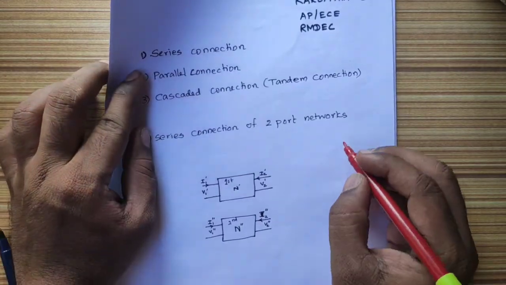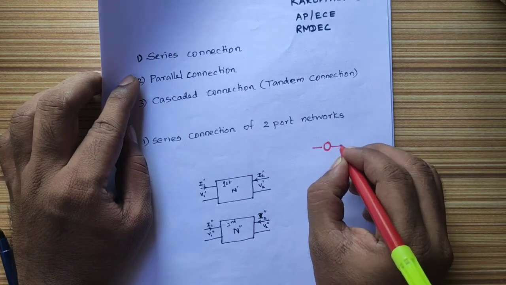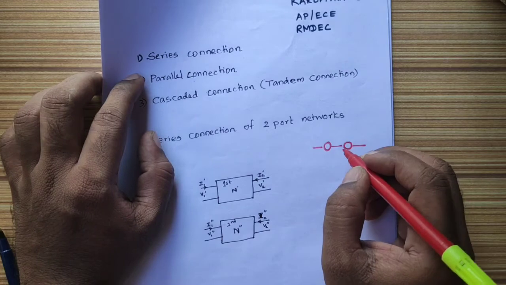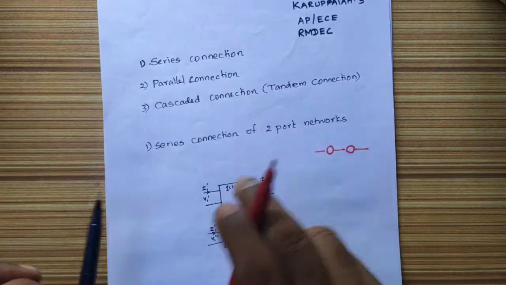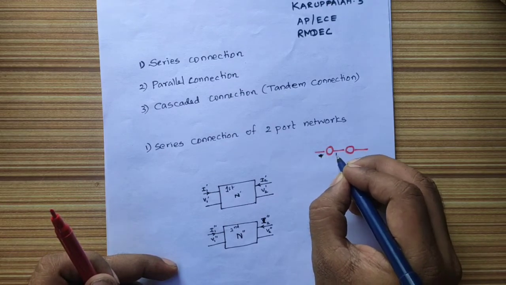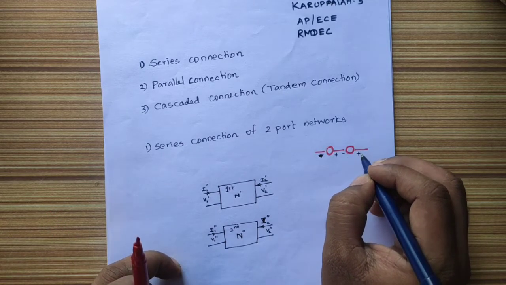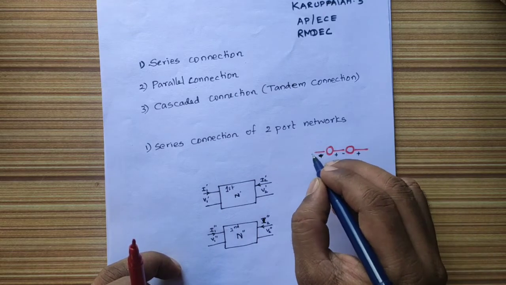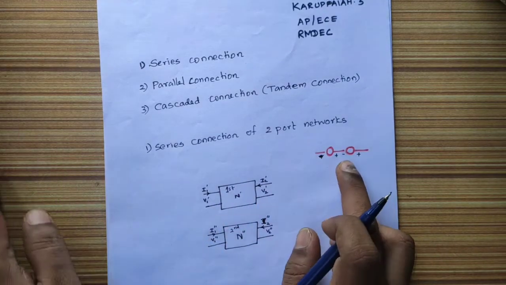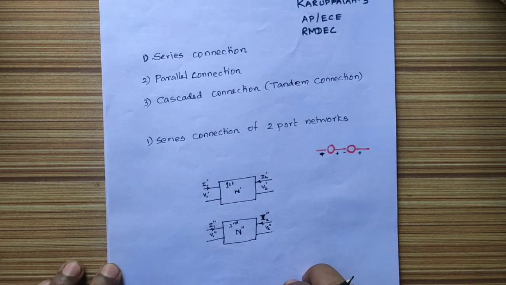How am I making the series connection? If I have two voltage sources, for our understanding, how can I connect them in series? I will connect plus to minus, plus to minus, in this way. So plus will be connected with minus, similarly plus with minus, so that the overall voltage will be the summation of all these voltages. Just remember this so that you can easily connect these two networks in series.